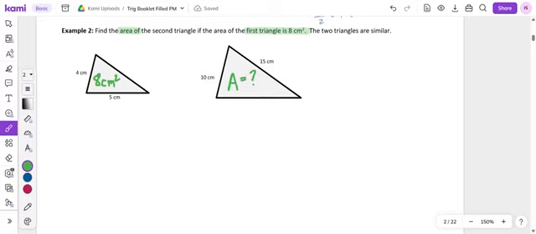Folks, go back to the first page. Which property are we talking about? Yeah, the one we labeled with area. We're talking about property 3.